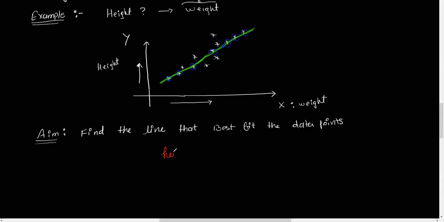Suppose your height is equal to, your equation looks like that, W1 into feature 1 plus W2 into feature 2 plus W0. Suppose this is a 3D. So we are greedy about this W1 and W2. We need to find out, and this one also. We need to find out these three things. And this feature you will take from your data set actually.